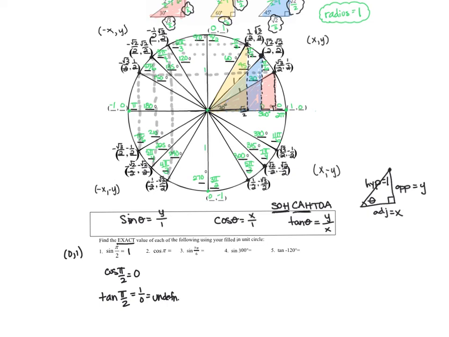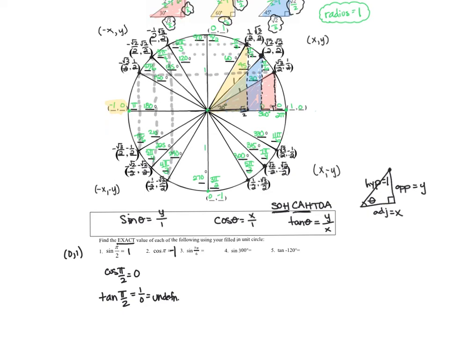Let's take a look at cosine of pi. So go look at the coordinate at pi. It's negative 1, 0. If I could get my highlighter. So the coordinate is negative 1, 0. And so cosine is my x coordinate. So this answer is simply negative 1.